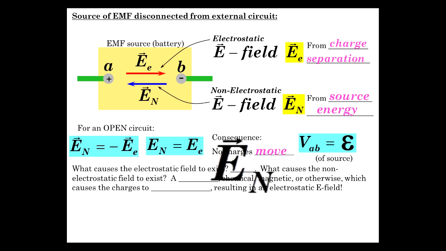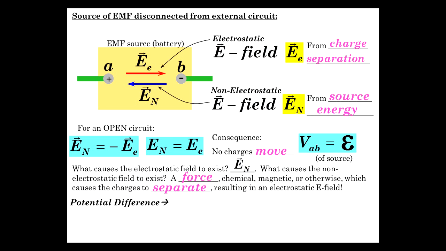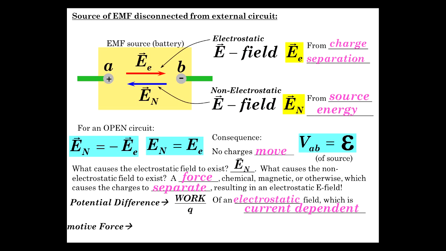So what causes the electrostatic field to exist? The non-electrostatic EMF. Why? Because it's that which puts forces on the charges chemically to move ions across the solution and actually produce a separation of charge, after which, by definition, there's an electrostatic E field. So what it's caused by is a force, chemical, magnetic, other things, causing the charges to separate, resulting in the regular E field.